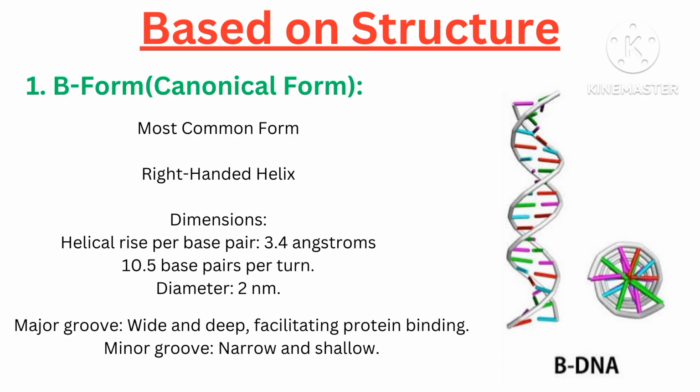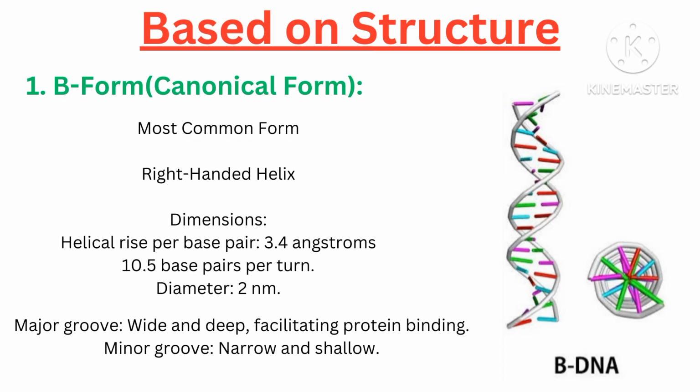It is the most common form, predominantly found under physiological conditions, normal temperature and salt concentrations. It is a right-handed helix, the strands twist around the axis in a right-handed manner. Its dimensions are: helical rise per base pair is 3.4 angstroms, 10.5 base pairs per turn, and diameter 2 nanometers. Its major groove is wide and deep, facilitating protein binding, and minor groove is narrow and shallow.